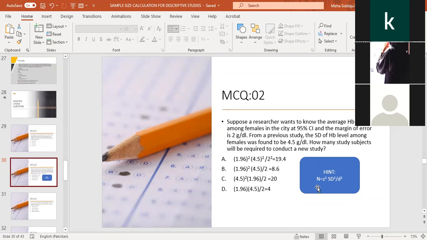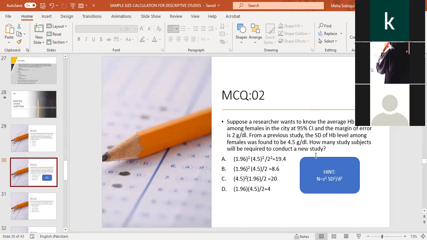Here the hint is this formula as we discussed earlier. That is standard deviation is given and z score for 95% confidence level will be 1.96 over d square, that is error precision, which is 2 gram per deciliter. So what will be the correct answer? B. 8.6. No, the correct answer will be A.